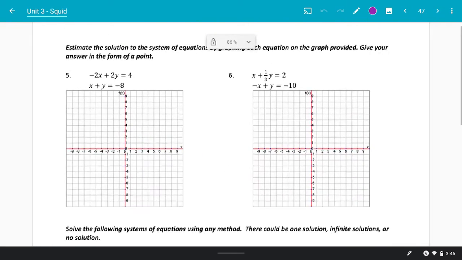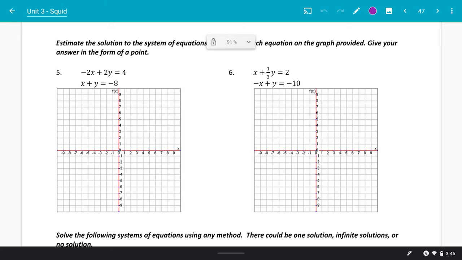Again, estimate the solution to the set. If we look at 5 and 6, neither one is in slope-intercept form. They're both in standard form, excuse me. So the first thing I would need to do is solve them for y. So I'm going to add 2x to both sides. So 2y equals 2x plus 4, divided by 2. y equals x plus 2. There's my first one. Up 1 over 1.